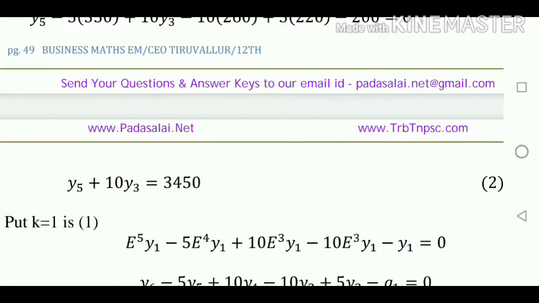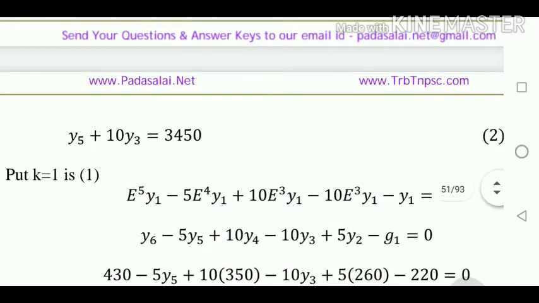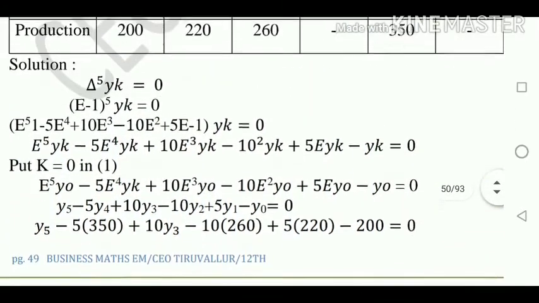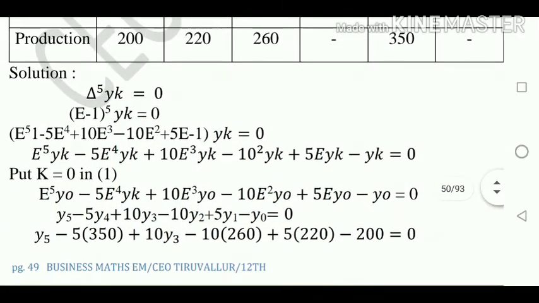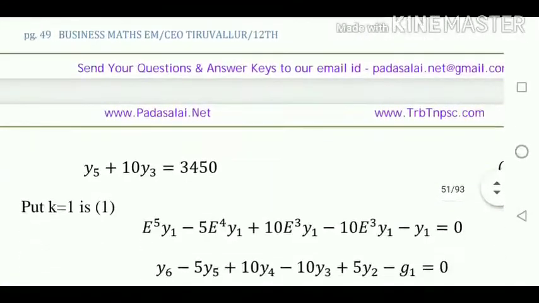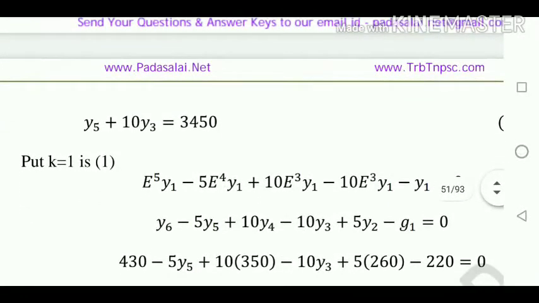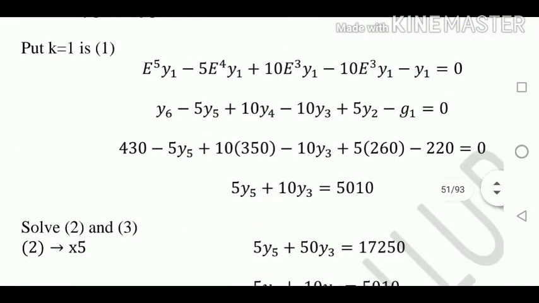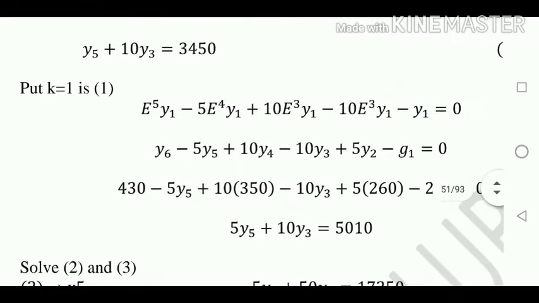So therefore E power 5, the same value. In the previous sum we put k equal to 0. Now I am putting the value of k equal to 1. So we are getting delta y1, E power 5 y1 and E power 4 y1, like that. Now substitute the values. We again get the next equation, 5 y5 plus 10 y3 equal to 5010.